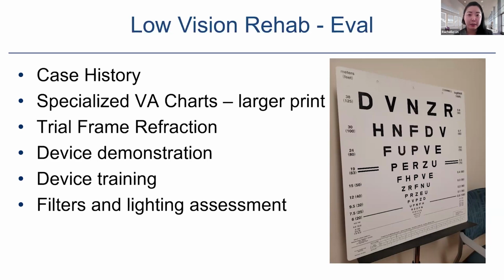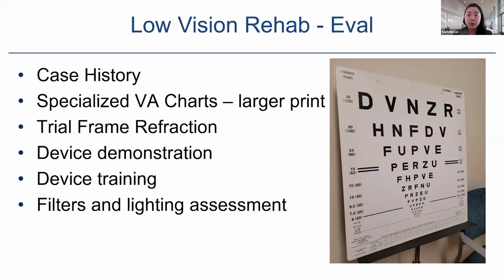Instead of refracting the patient behind a phoropter, as we might with a patient who has 20/20 vision, we will typically do a trial frame refraction. And there are many benefits to this. One of the main benefits is that we can show larger lens changes. It's going to be very difficult for a patient who has vision loss to select between a quarter diopter lens change. So we'll do larger lens changes based on their visual acuity.